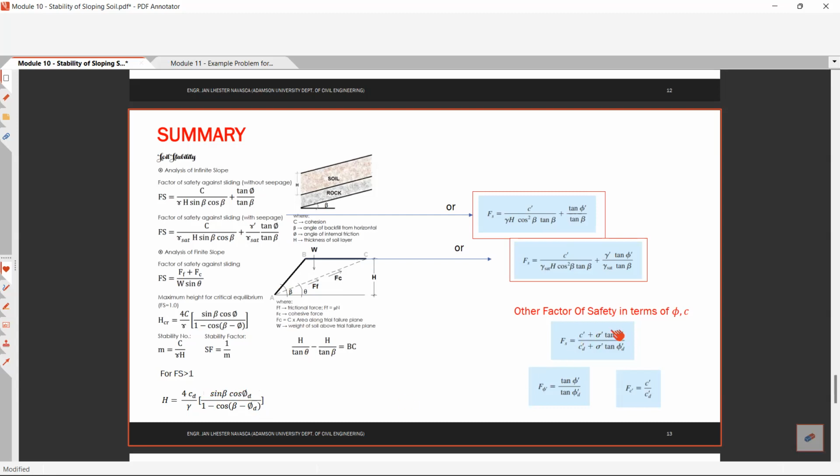Then also the other factor of safety in terms of phi and cohesion is given by this equation, and this equation. Then also we determine that Fs, Fe, and Fc are all equal. So that is the summary for soil stability. So now we can solve if we are going to use a retaining wall. Do we still need to build a retaining wall, or maybe the sloping soil is enough for the safety of our sloping soil? Okay, so let's try to have an example problem.